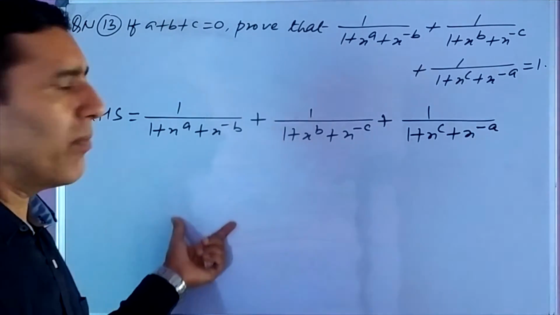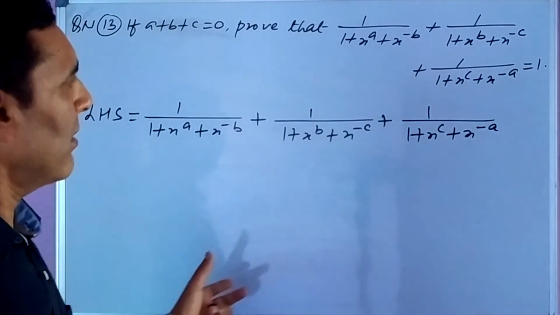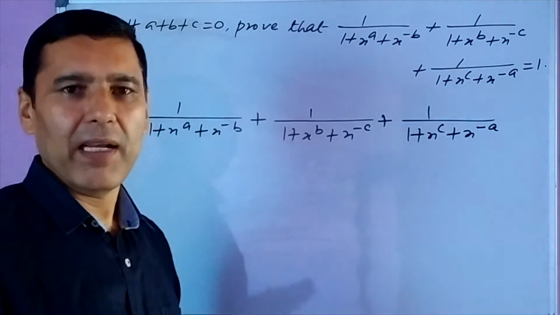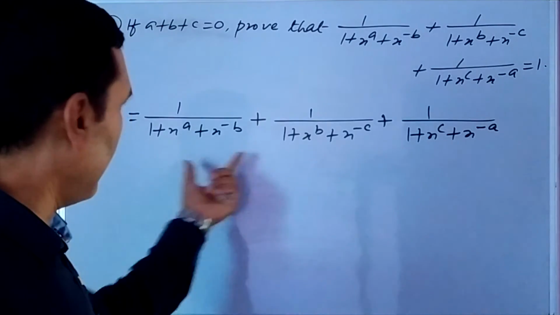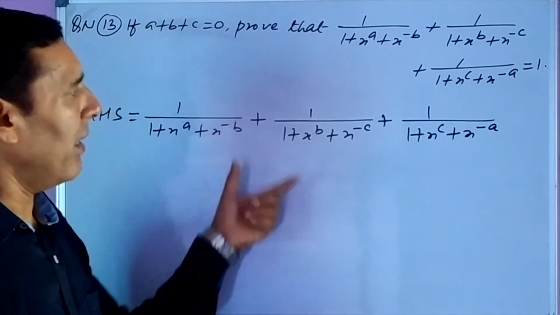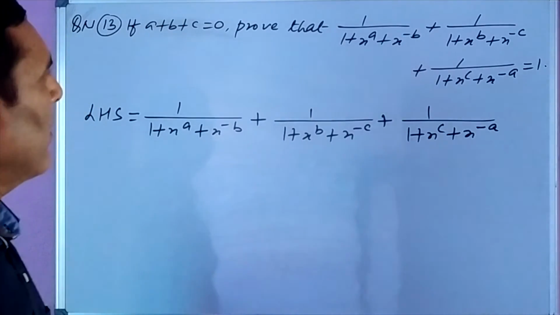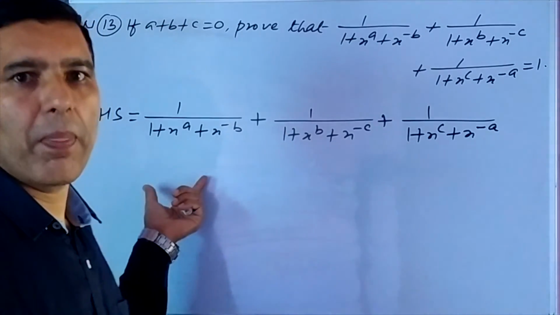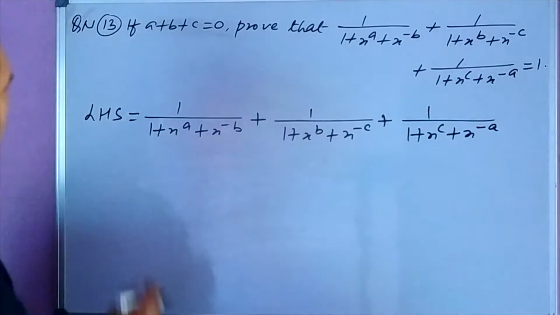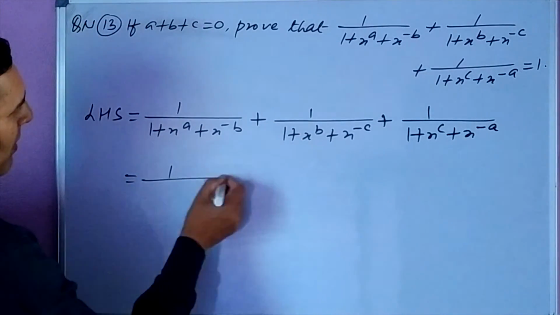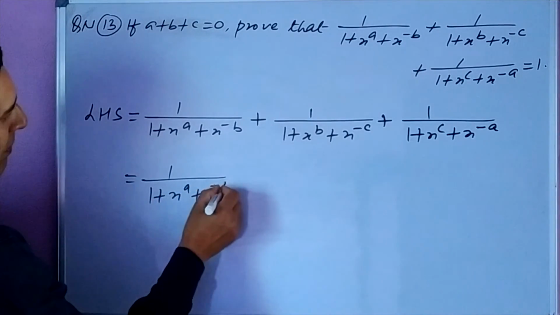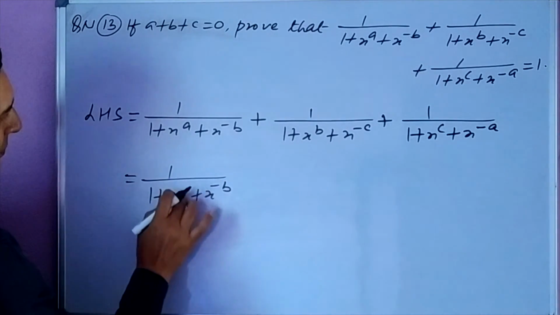We try to make the same denominator. How do we make the same denominator? We cannot change all denominators at a time. If we start changing all the denominators at a time, every time we will get different denominators. So we leave one denominator as it is, and we try to convert the other two denominators to be the same as the denominator which is left. So if we leave the first denominator as it is, that is 1 plus f to the power a plus f to the power minus b.